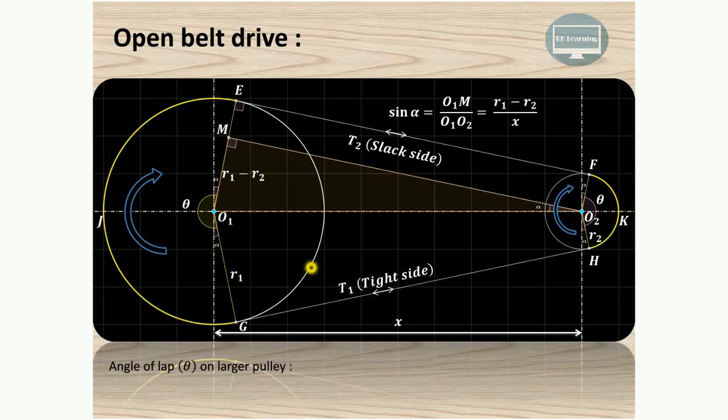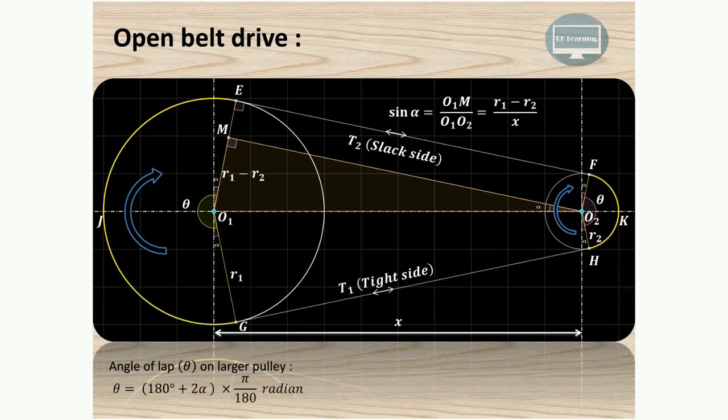Now as you can see over here, this is theta, that is known as the angle of contact, and that will be equal to pi plus the alpha which is present on this side plus alpha that is present on this side. So it is pi plus 2 alpha, that will be the angle of contact or angle of lap on the larger pulley. Similarly, on the smaller pulley, the angle of lap is 180 minus this alpha and this alpha, so it is pi minus 2 alpha or 180 minus 2 alpha.